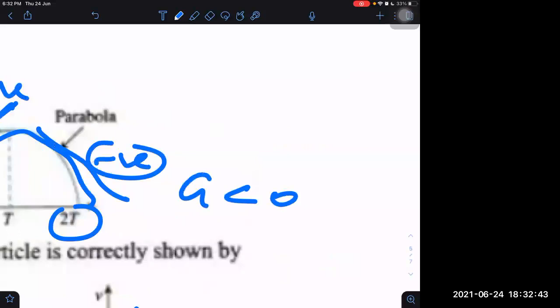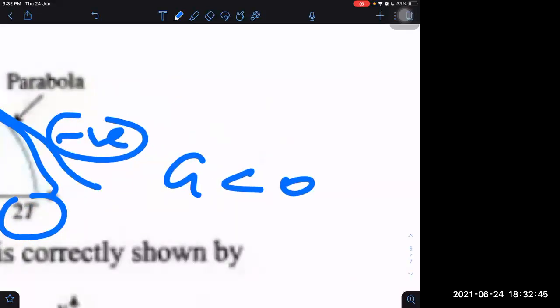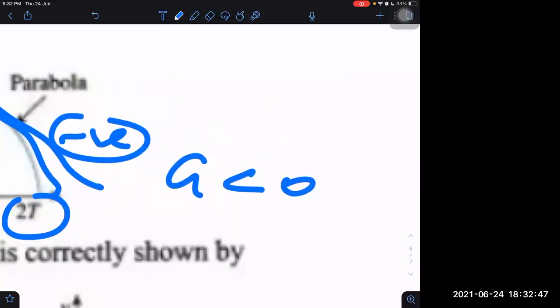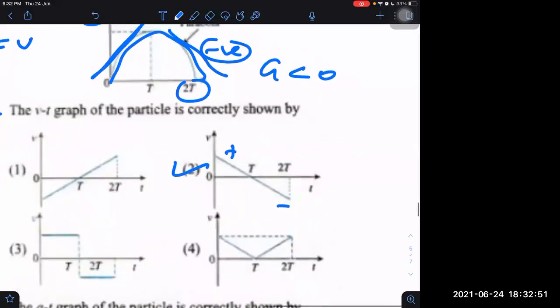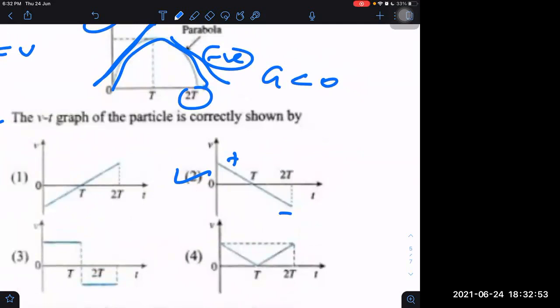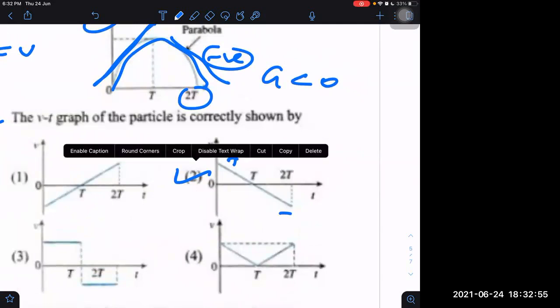It is a downward parabola. Downward parabola means acceleration negative. If acceleration is negative, then which slope line should we have taken? The line should be of negative slope. Therefore, 1 is not possible, 2 is possible. The line should be of negative slope.